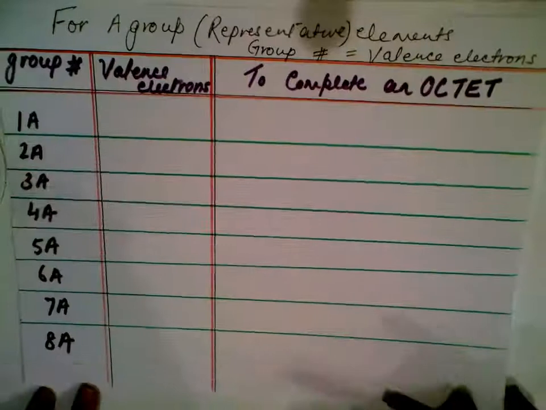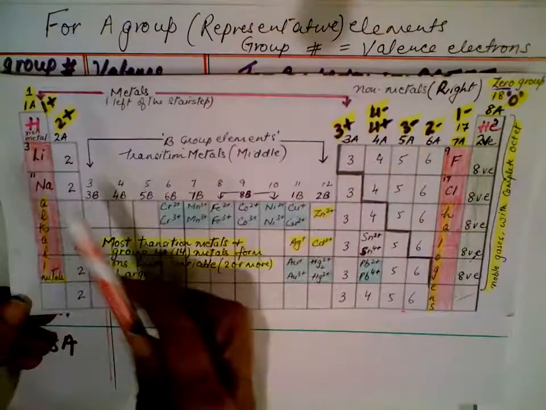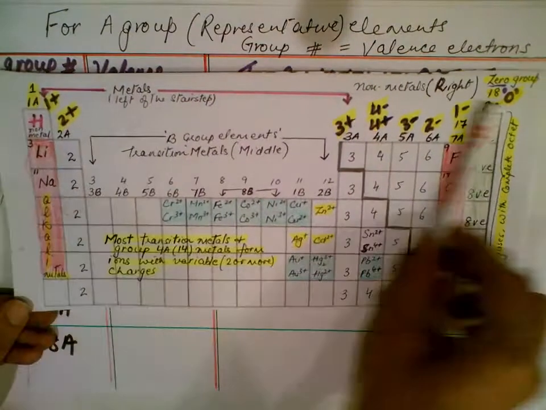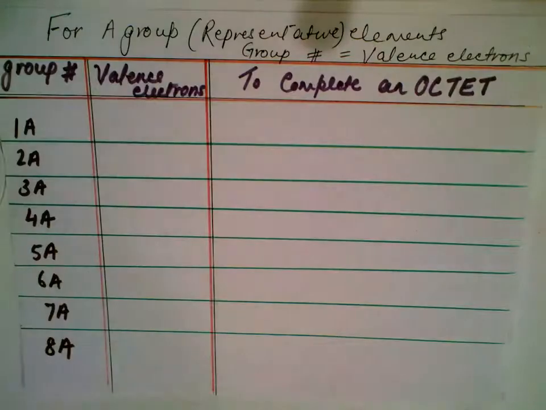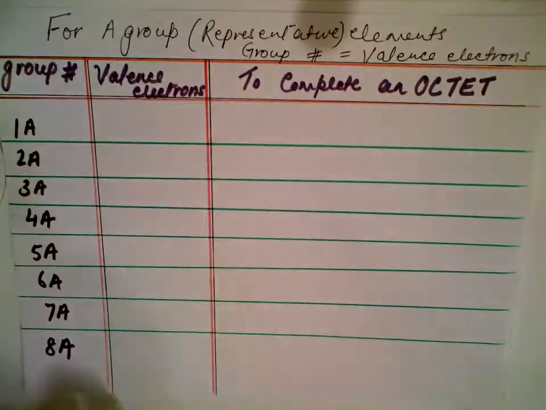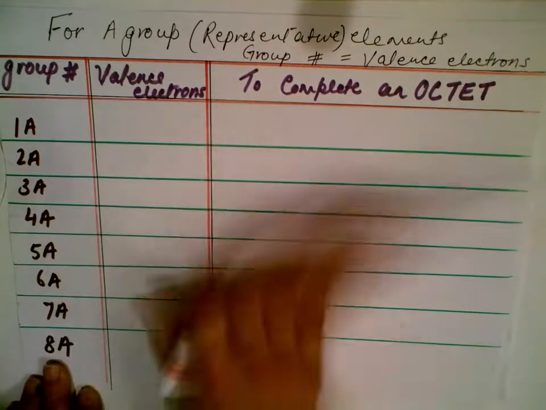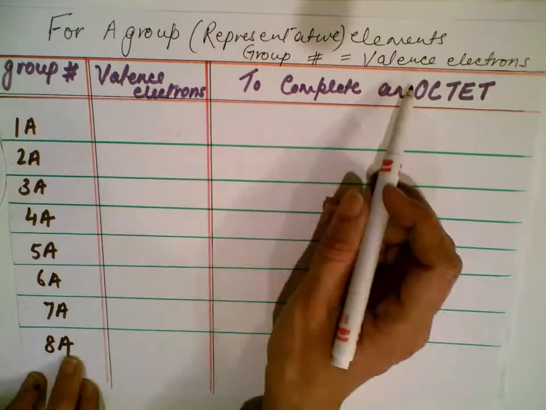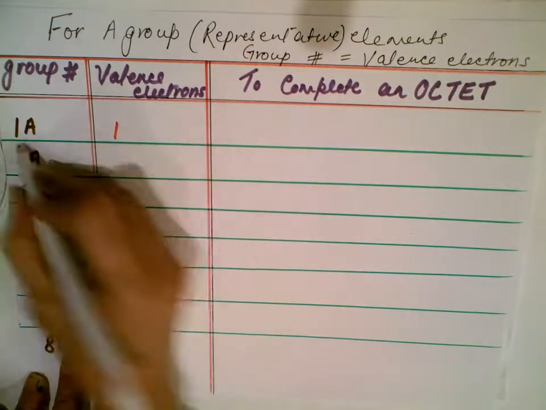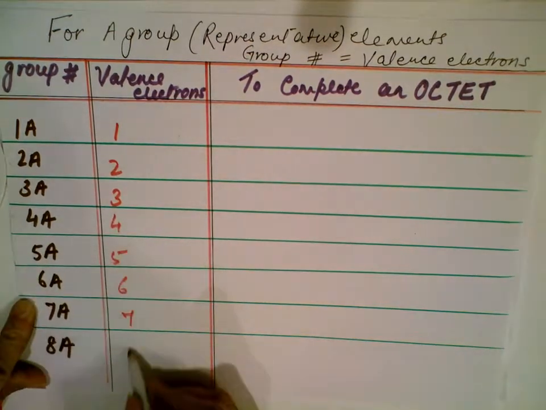Okay guys, let me see what else here. How about the A group elements? Where are they? The A group elements are the ones here on the left and on the right. They are also called representative elements. For A group elements, as I just said, their group number equals the valence electrons. So group 1, 2, 3 valence electrons, 4, 5, 6, 7, and 8.